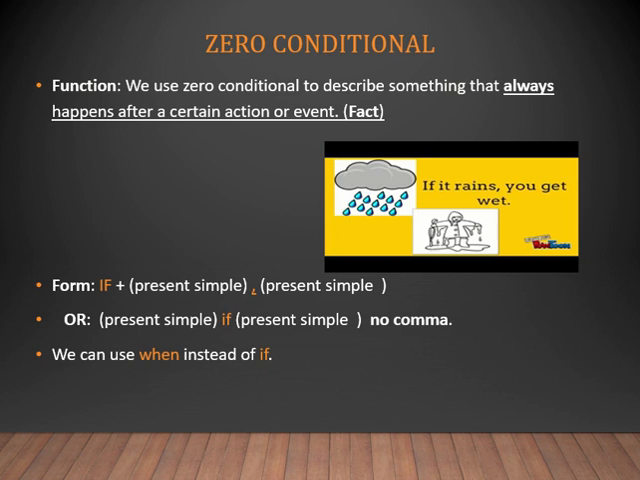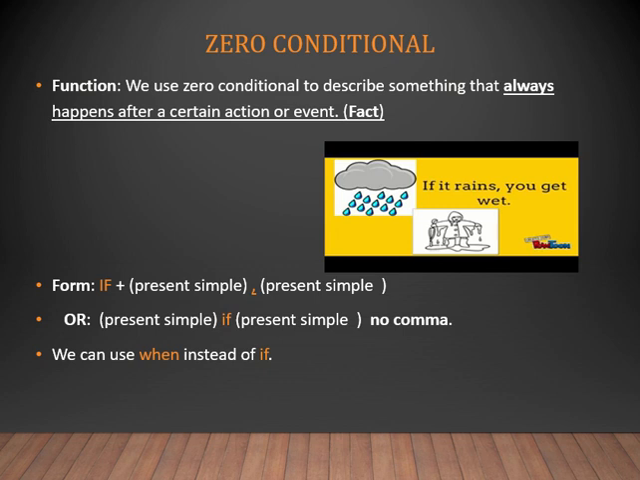Here we can also exchange these clauses. For example, you can say, you get wet if it rains. Or you can put the present simple result clause first, and then we put if plus present simple again without a comma. Don't put a comma here if you put if in the middle of the sentence. So we can say, you get wet if it rains, but without a comma.